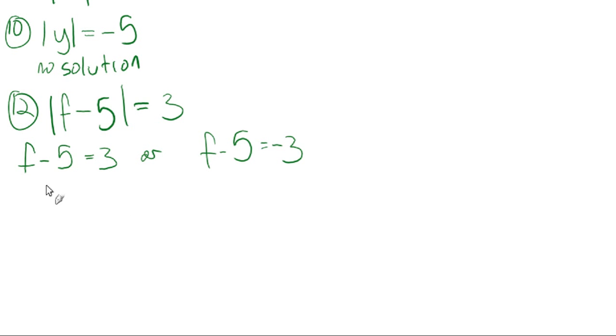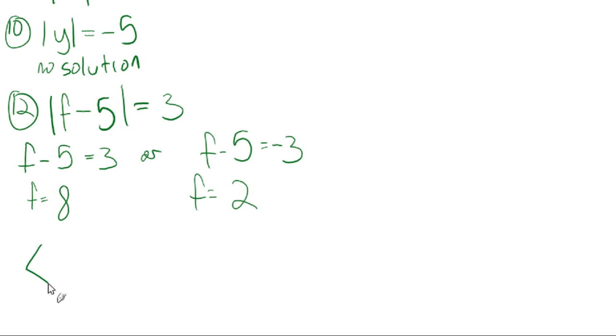So you solve for both of these. f is equal to 8. f is equal to positive 2. Yes. So if f is 8 or f is 2, the inside of here, if f is 8, it will be positive 3. If f is positive 2, then the inside of here will be negative 3. And there you go. We have 2 solutions.